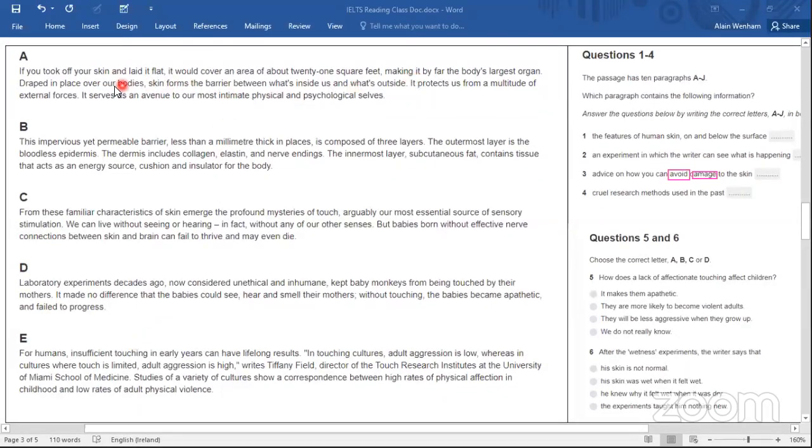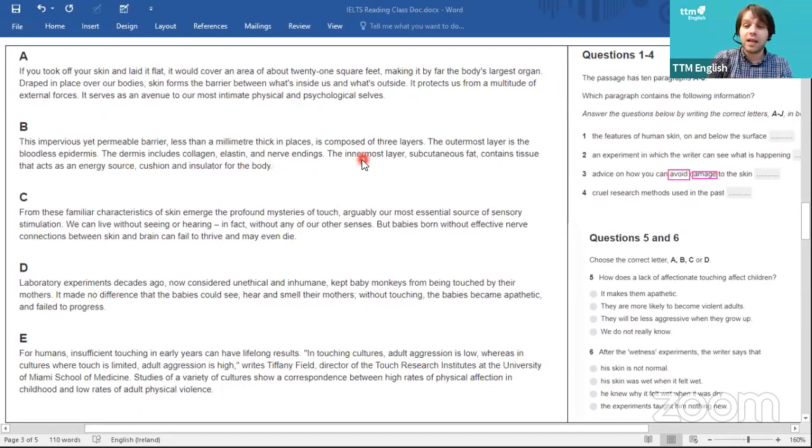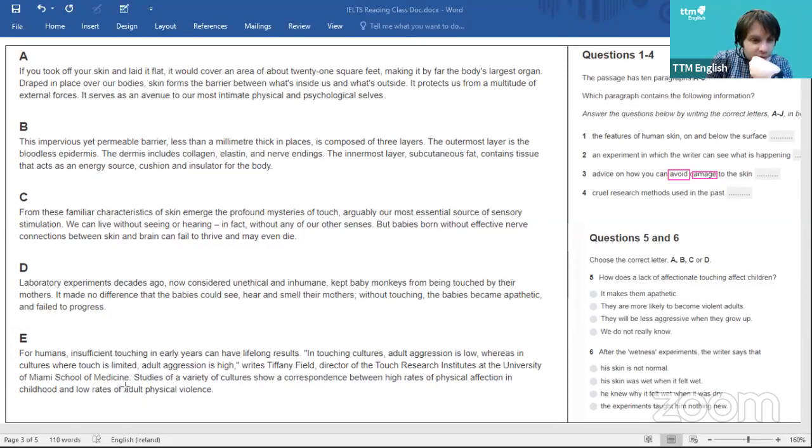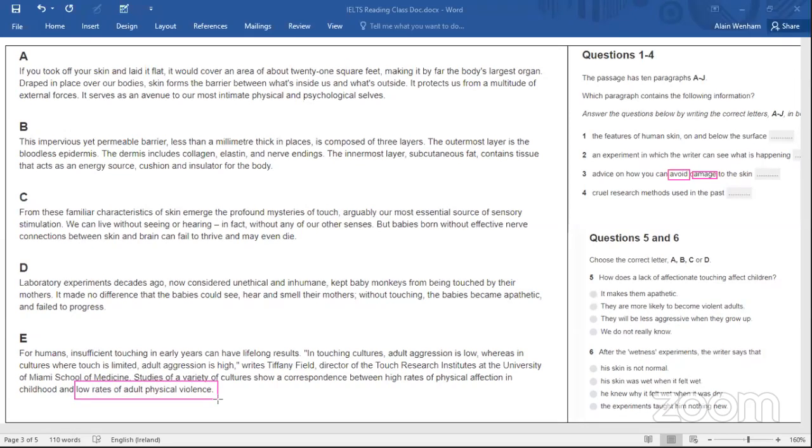Let's just quickly scan, guys, for keywords. Can you see anything meaning avoid or damage? Letter E. Okay. Where's the synonym? Low rates of adult physical violence. Low rates of other. Where's that? Low rates of. You can draw a line if you want. But anyway, okay. But that is not a synonym. Which word? Damage or avoid?